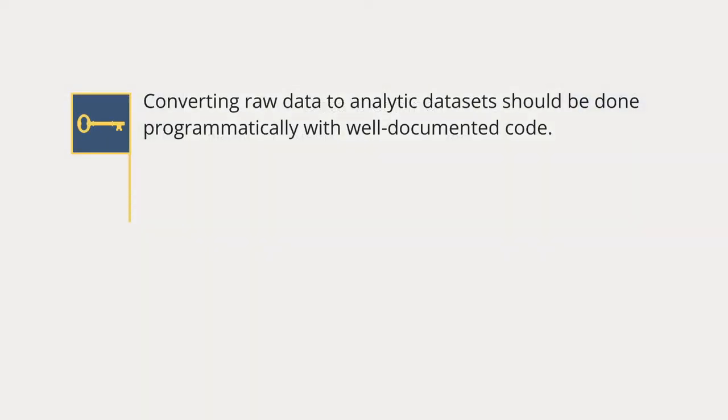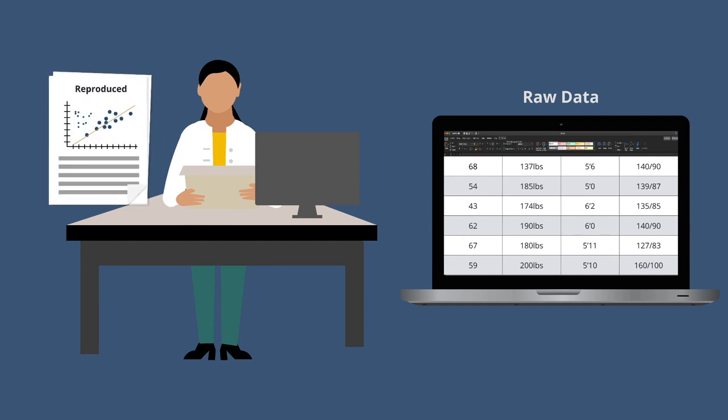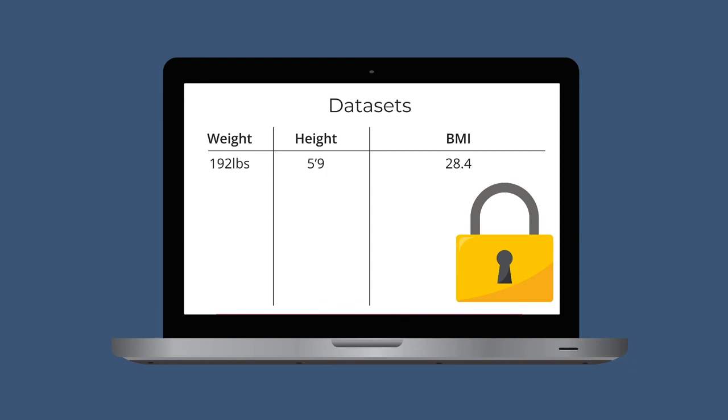The process of converting raw data to analytic data sets should be done programmatically with well-documented code so that an independent analyst can take a copy of the raw data set, run the code as is, and reproduce the exact same analysis data sets. Prior to performing the primary statistical analyses for the study, these analytic data sets should be locked to ensure that no additional changes are made to the data after final statistical analyses have been initiated.